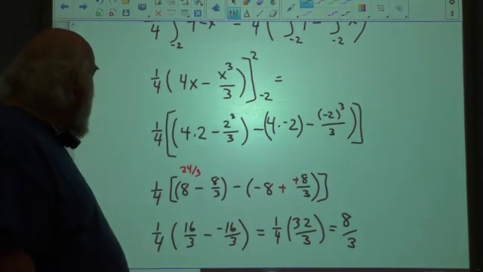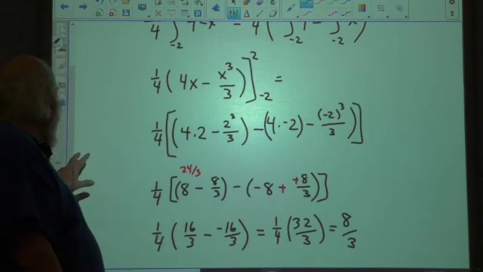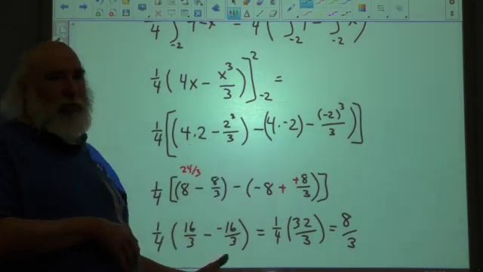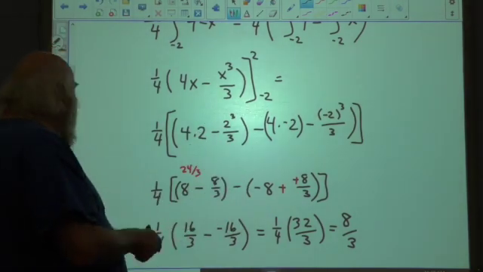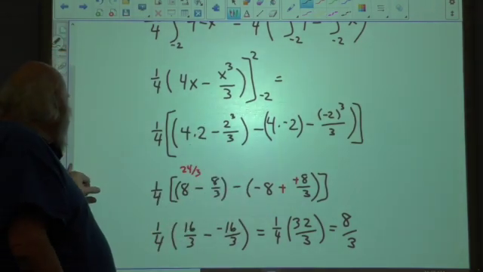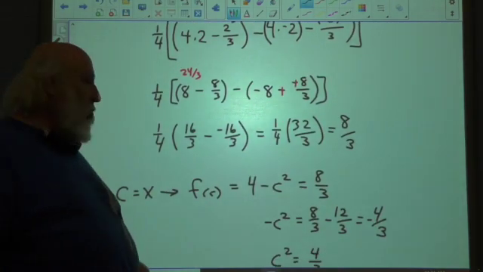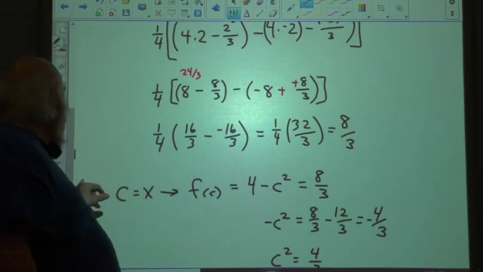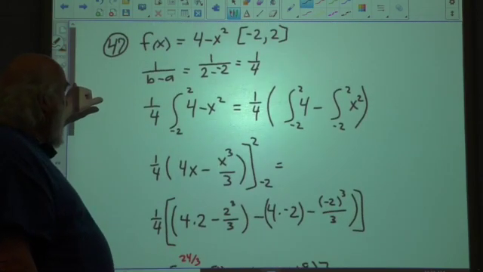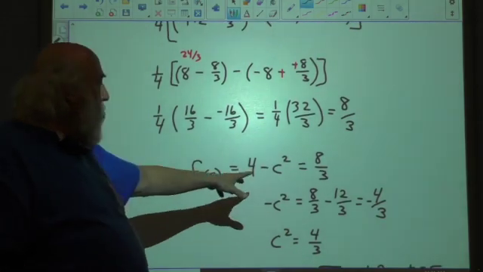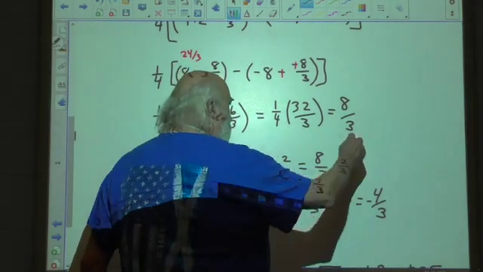Okay? Now, once you've gone through all that stuff and get 8/3, you're not done. Unlike the last problems we dealt with, where you were done, this time we are not. Now we need to find the value of c that's going to give us this average value. So, like I said, we replace x with c, so this becomes 4 minus c squared. And we set that equal to the answer we got here, 8/3.